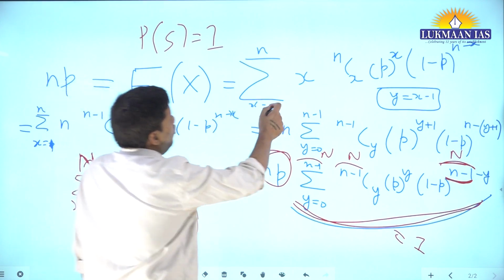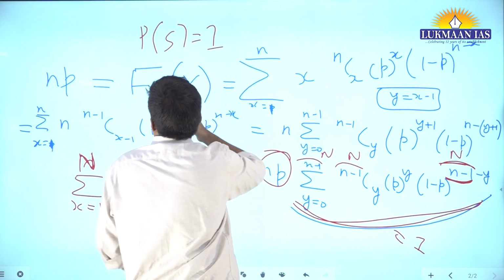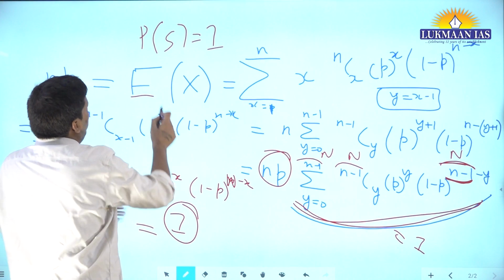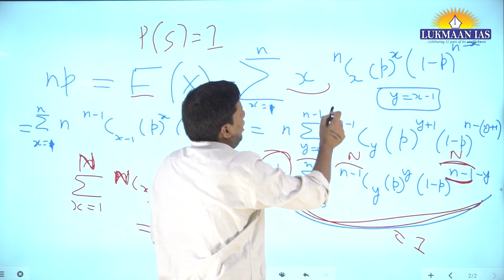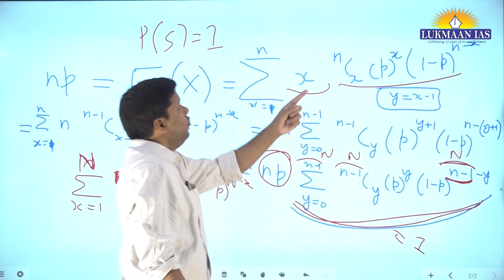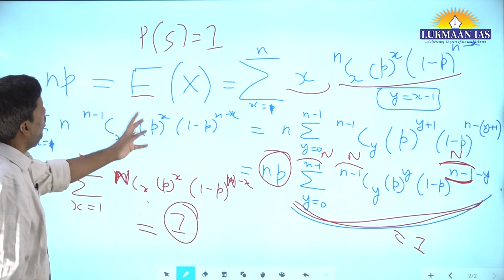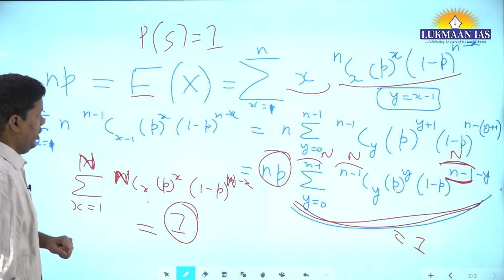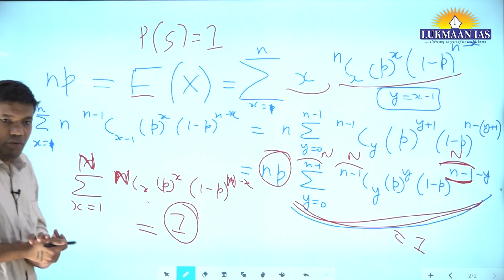Simply you have to remember two things. One, you must know how to write the expectation of this random variable in terms of the PMF, and then you have to apply the binomial theorem. Convinced? Yes, sir.